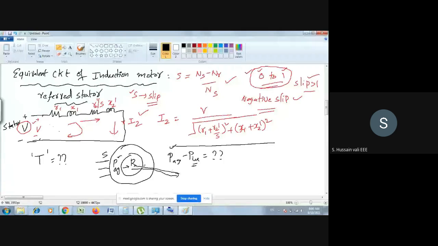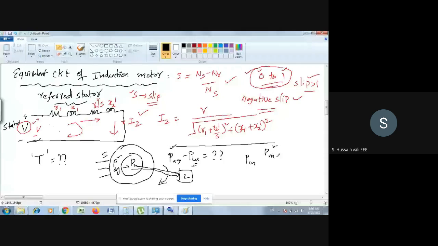Mechanically coupled here. This is the load. The difference between the air gap power and the copper loss, that power we will use to drive the load. So that is the actual power. We call that Pm. This power is used to drive the load. In other words, this is the power you require for the production of the torque.